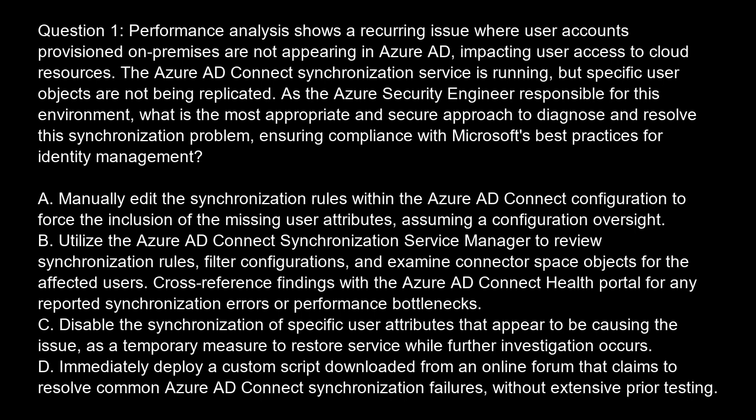Option C. Disable the synchronization of specific user attributes that appear to be causing the issue as a temporary measure to restore service while further investigation occurs. Option D. Immediately deploy a custom script downloaded from an online forum that claims to resolve common Azure AD Connect synchronization failures without extensive prior testing.